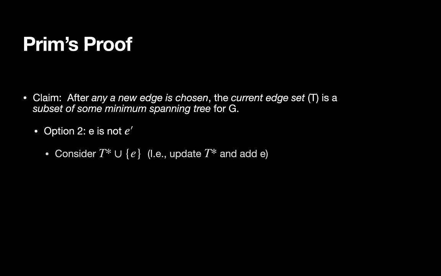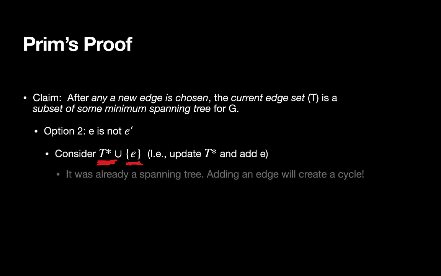Okay, let's talk about the other case. So option number 2 is when E is not E prime. Okay, so let's consider what happens if we were actually to add our new edge E, the one that we're picking with Prim's algorithm, to T star, our minimal spanning tree. So if you remember, T star is already a tree, so it's already a spanning tree. Adding any edge to the spanning tree will create a cycle. Okay, so this particular combination definitely has a loop in it. And the loop will be kind of between those 2 clouds of nodes.